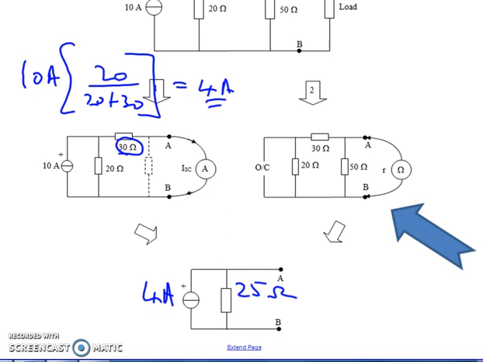So that's a slightly harder example with more components in it, but the principle is the same every time. Take off the load, record the short circuit current at the terminals, and then take off the load again and remove the constant current generator, replace it with an open circuit, and measure the resistance at the terminals. And that concludes the recording.